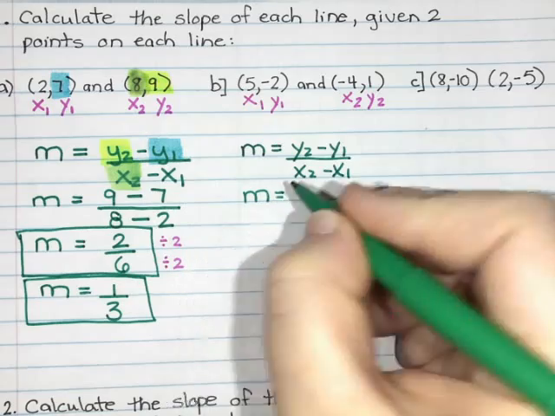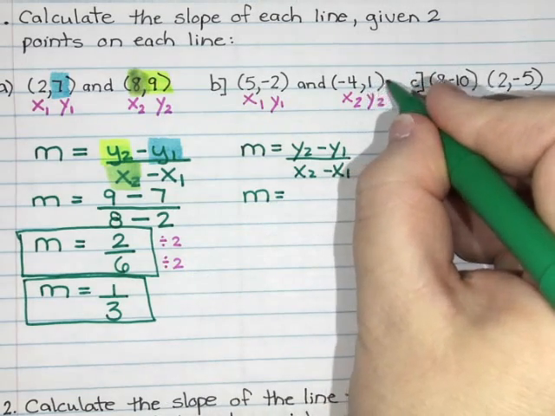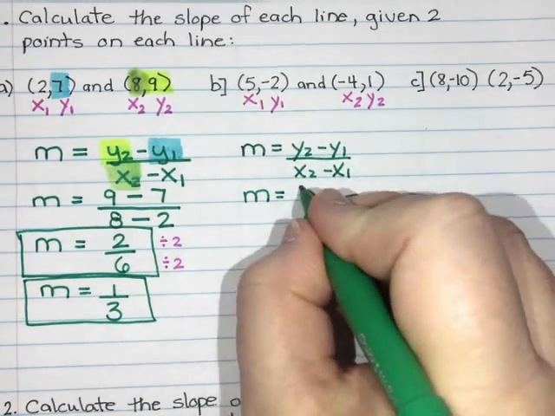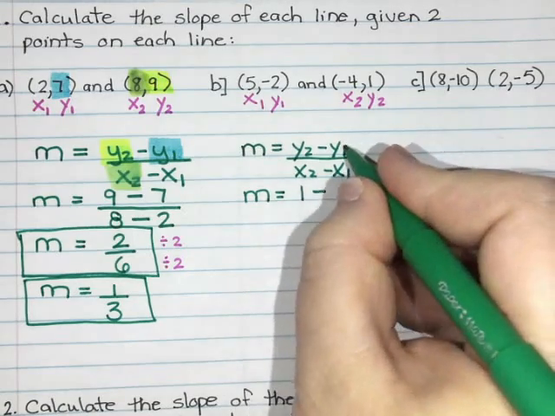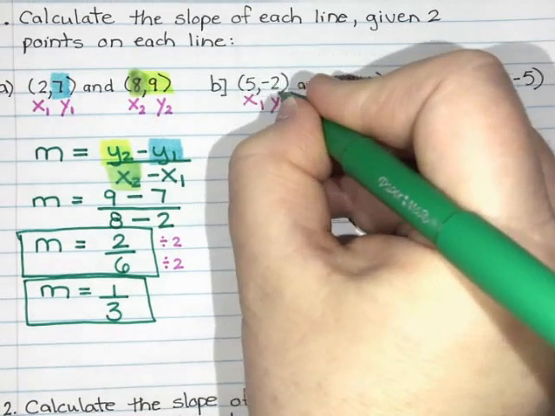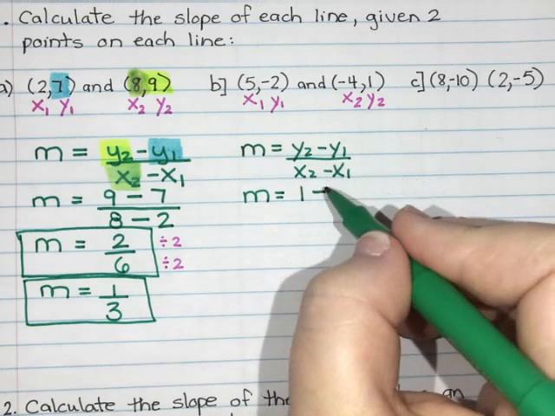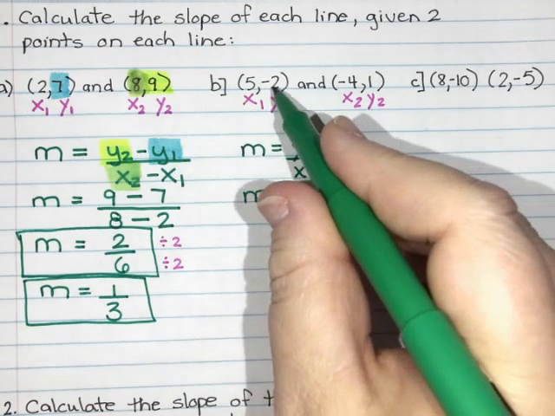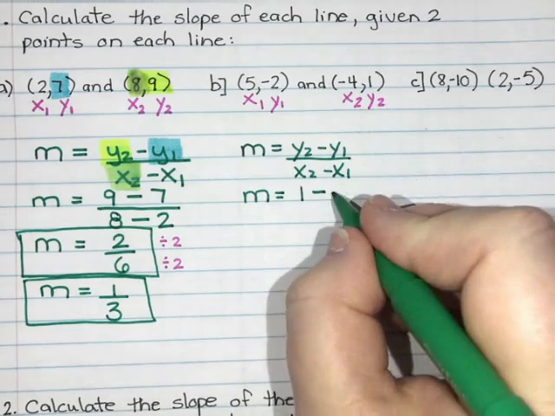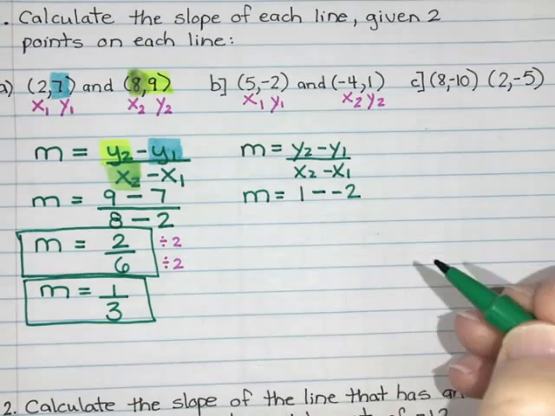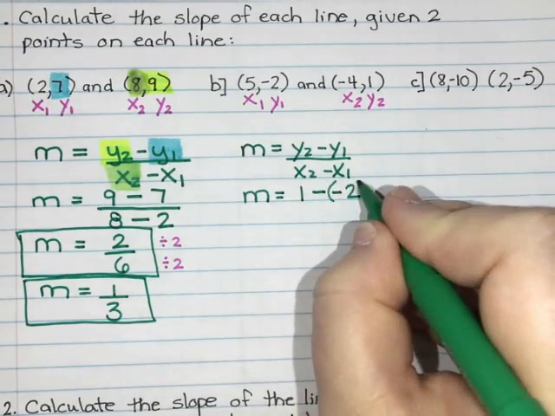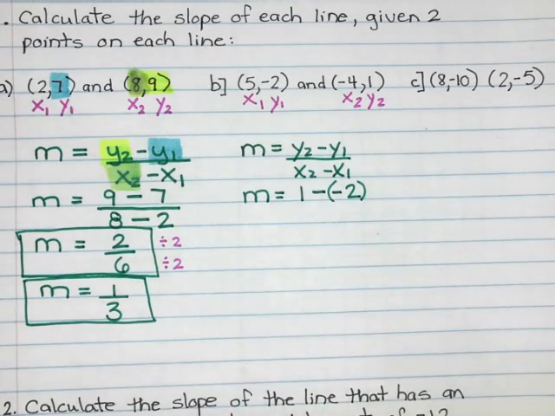So y2, that's the number 1, minus, and then y1, that's the number -2. Now I already have a minus sign, but that's part of the formula. So then I have to sub in -2. So if I write minus -2, it looks weird. So I'm going to put a bracket around that -2.